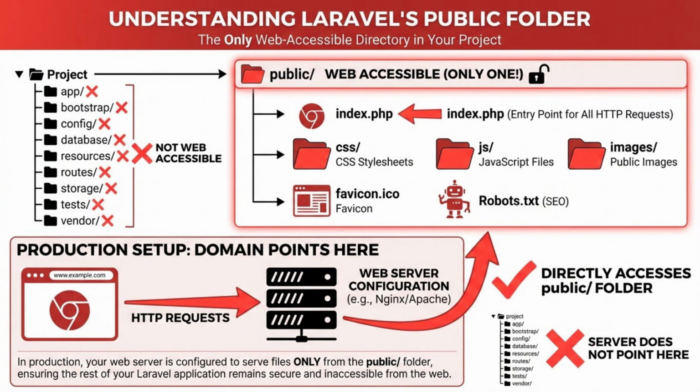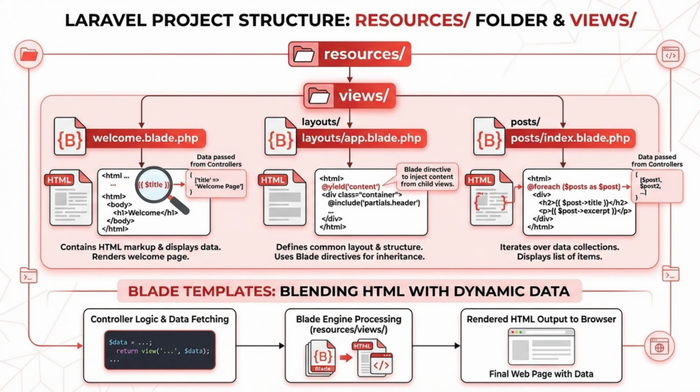In this part of the Laravel structure, we explore the resources/views folder, which is responsible for everything the user sees on the screen. This is where Laravel stores all of its Blade templates, special files that blend plain HTML with dynamic data coming from controllers. When a controller fetches information and prepares a response, it sends that data to a Blade view, which then turns it into a fully rendered web page. Inside the Views folder, you might have a welcome Blade file that contains HTML markup combined with small pieces of dynamic content, such as a title variable. Laravel replaces that variable with actual data passed from the controller, allowing the page to update based on real information.